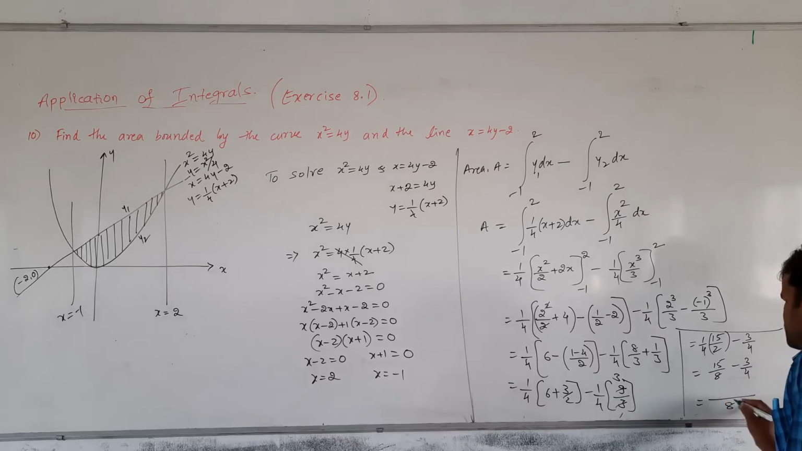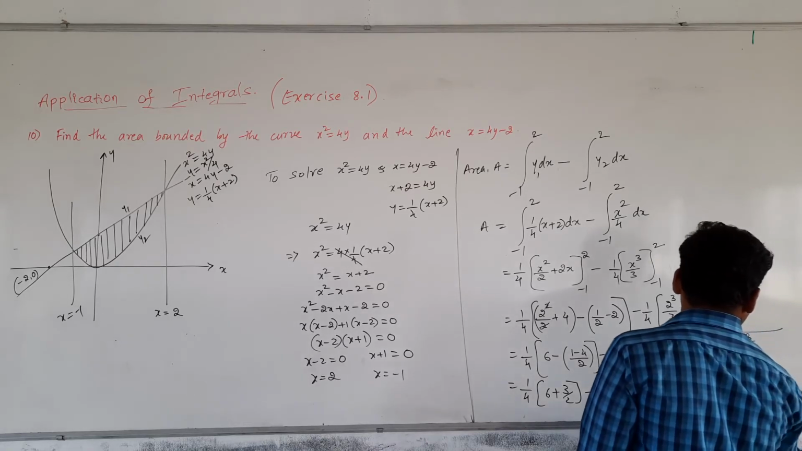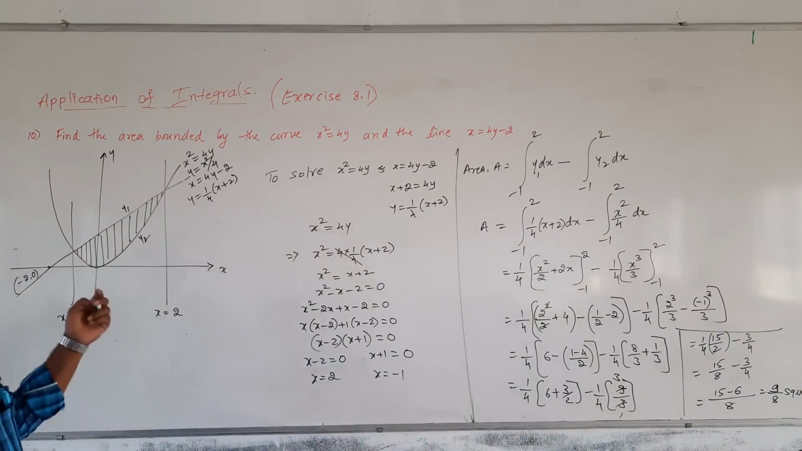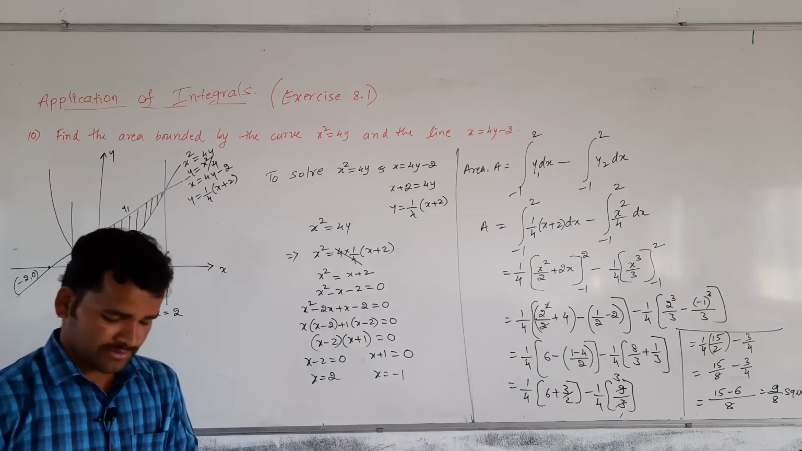LCM is 8, 15 minus of 4 to 2 into 3 is 6. So 15 minus 6 is 9. 9 by 8 square units is the area here. This is 9 by 8 square units is the area bounded by y is equal to x square and the line x is equal to 4y minus 2.